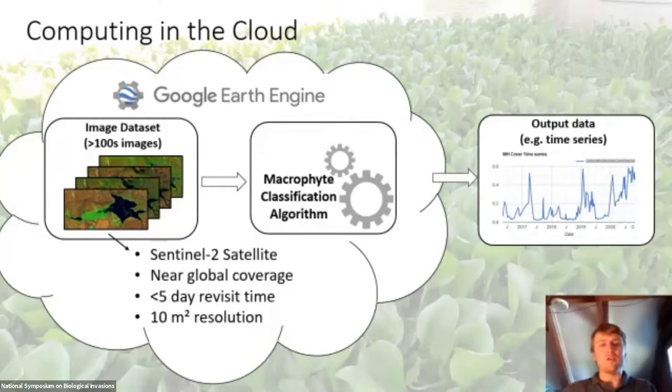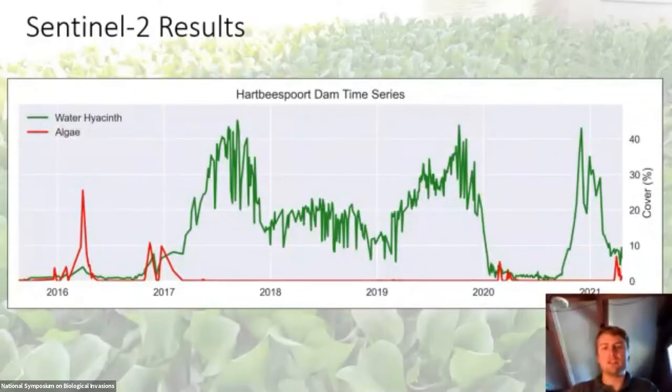And the backbone of my analysis uses Sentinel-2 images, which give us near global coverage every 5 days or less, and is at a 10 meter resolution, which is a moderate resolution by remote sensing standards. And so if I apply this methodology to Hartbeespoort Dam, we then get a result like this, where it gives us a detailed time series of the water hyacinth dynamic over the last 5-6 years.